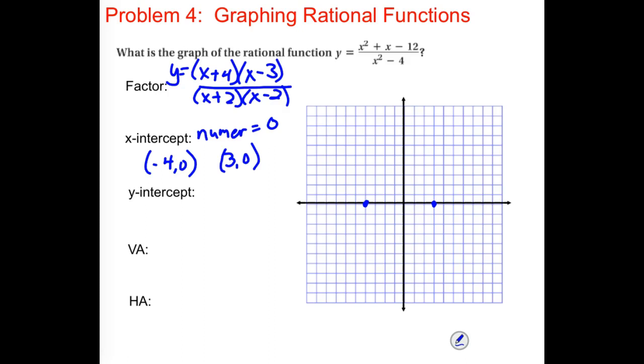To find our y-intercept, we plug a 0 in for x. You can plug it into the factored form or the original form. In this case, I think plugging it into the original form is easier. If we put zeros in for all of these x's, we are left with -12 divided by -4, which gets us a 3. So my y-intercept would be the point (0, 3). Go ahead and put that on your graph.